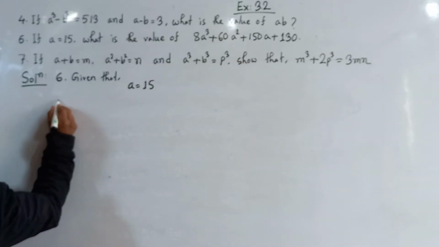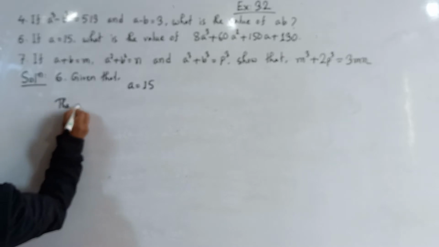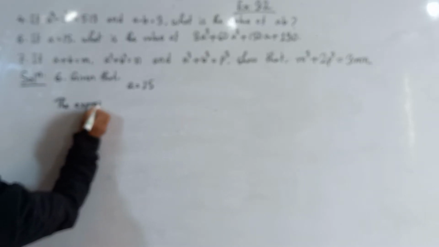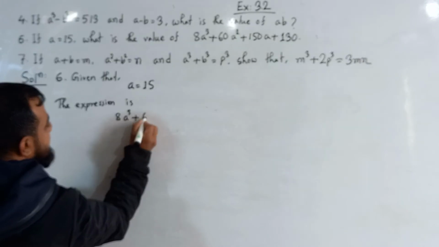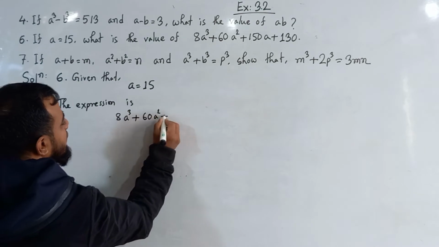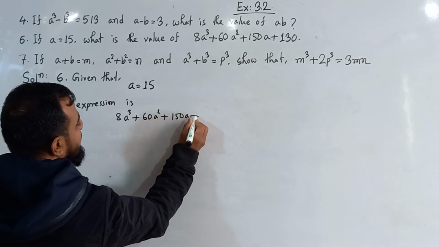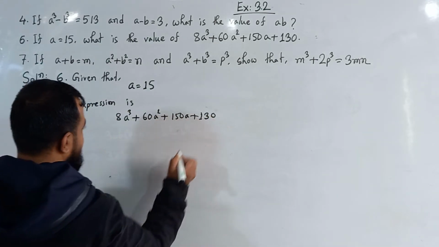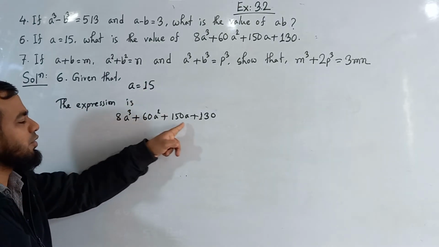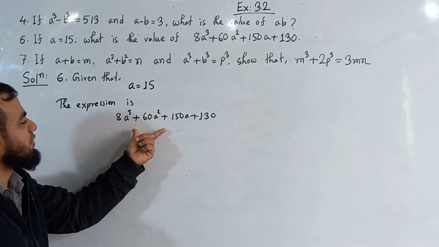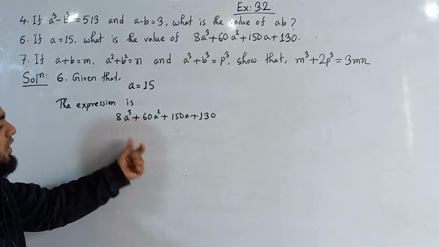You can write down the expression: 8a cube plus 60a squared plus 150a plus 130. Now if you put the value of a here, we will also find the value of this expression, but I am going to create a formula.